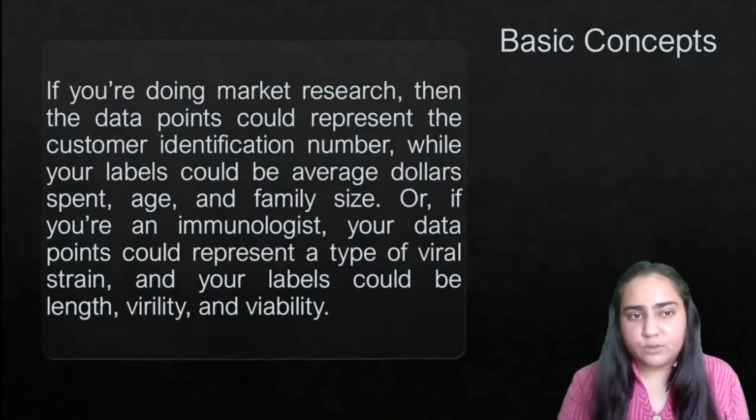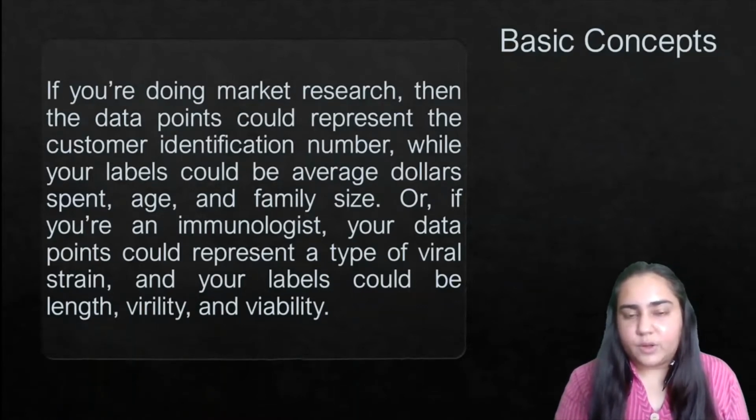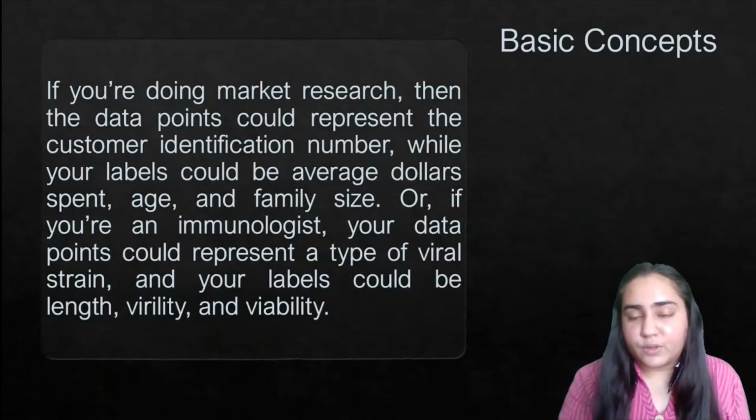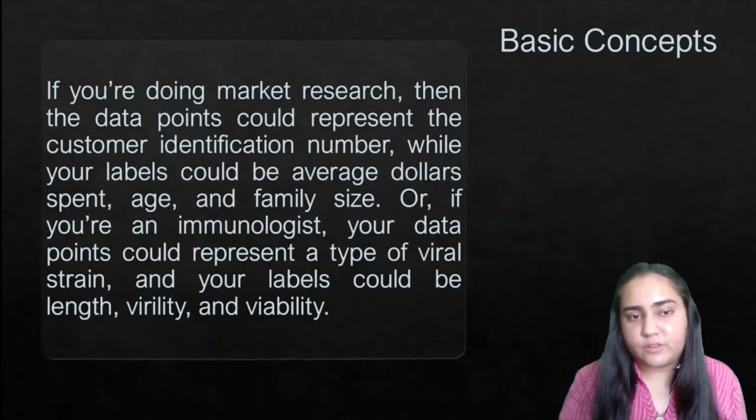If you're doing market research, the data points could represent the customer identification number, while all your labels could be average dollars spent, age, and family size. So once again, all these things can be compared. Of course, customer identification number cannot be compared, but labels like average dollars spent by the person, what is the age of the person, family size, can be compared.